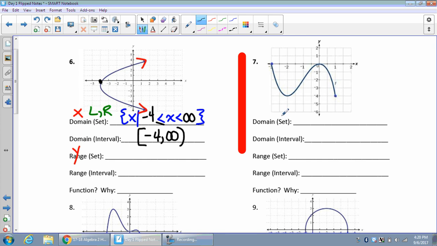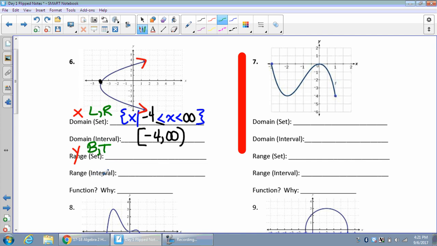We've taken care of domain. Now we're going to work on the range. My hint letters that you can always write for yourself whenever you see range: B, comma, T. You're going to come in from the bottom and then the top.